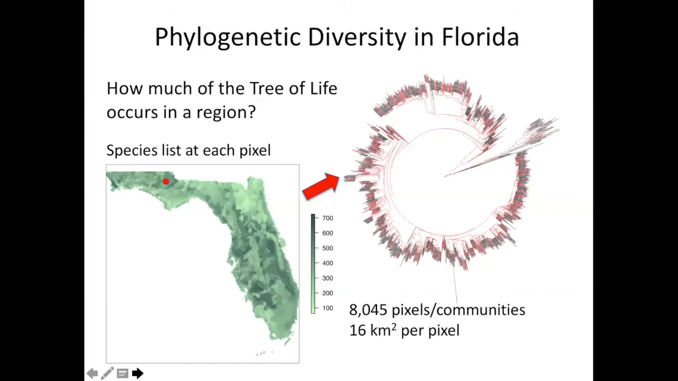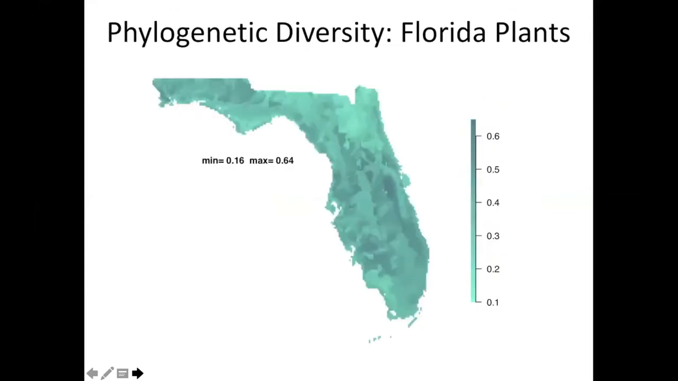And what we can now do is sum across all of those little pixels, all of those 8,045 pixels, across the entire state of Florida and get an idea of where is high phylogenetic diversity, where is low phylogenetic diversity. That is, what areas have the most tree of life encapsulation versus low tree of life encapsulation. And ta-da, drum roll, here it is. This is what phylogenetic diversity looks like for Florida plants. The areas that are darker green on this map are the areas of high phylogenetic diversity. The areas that are lighter and lighter in color have lower and lower phylogenetic diversity.